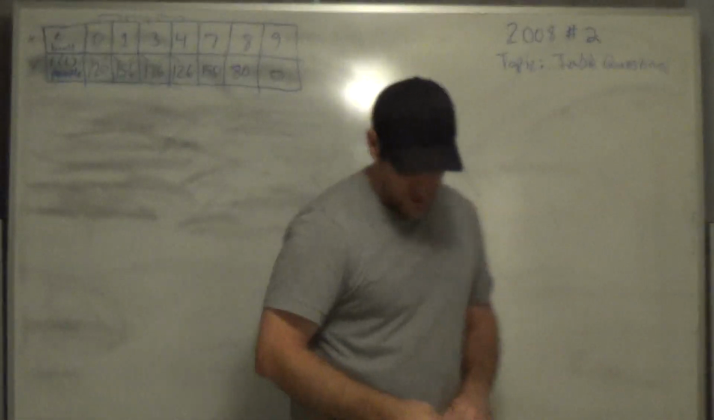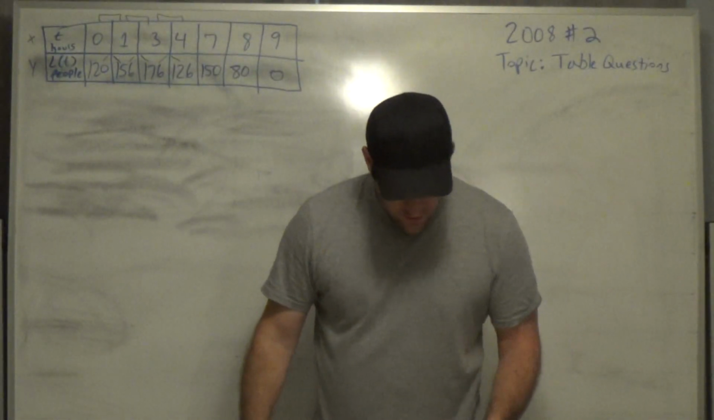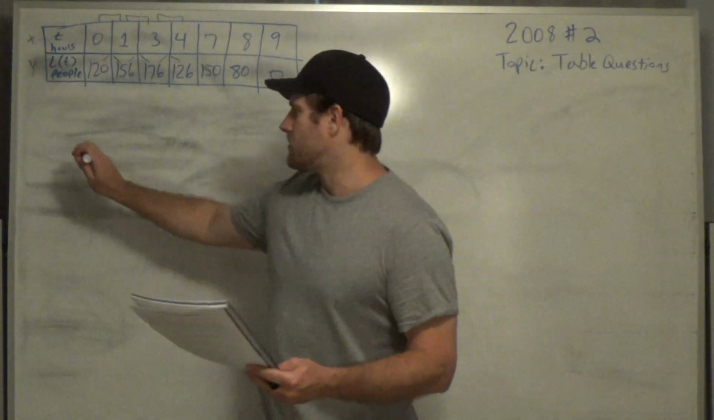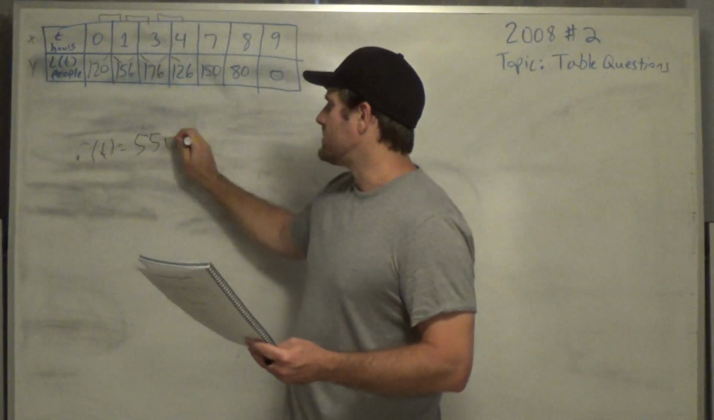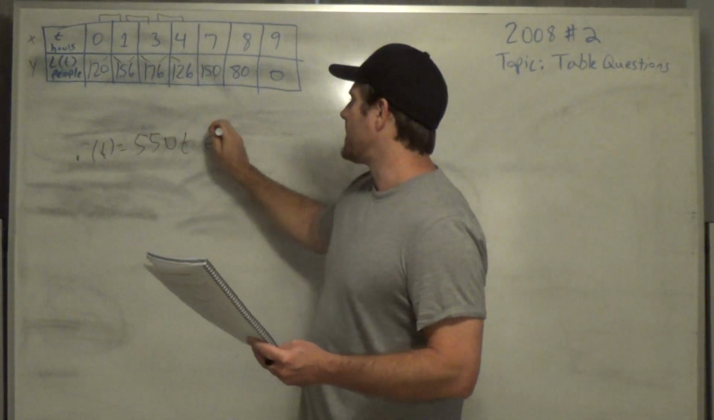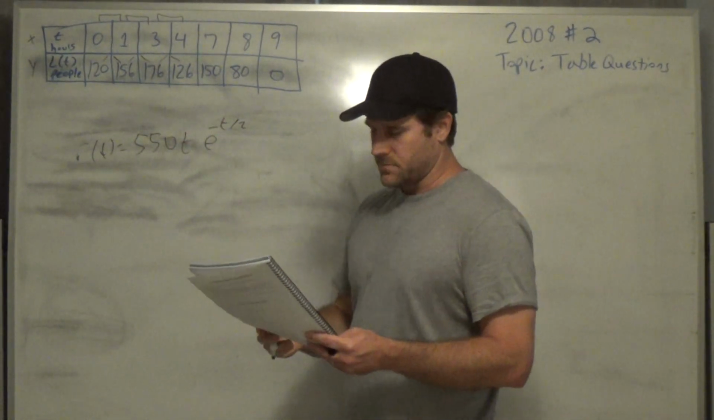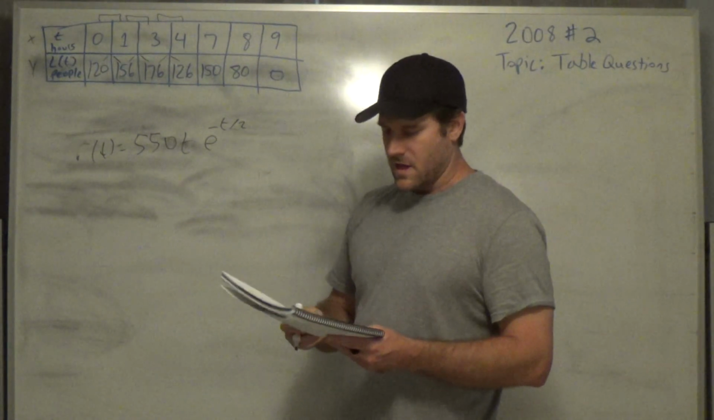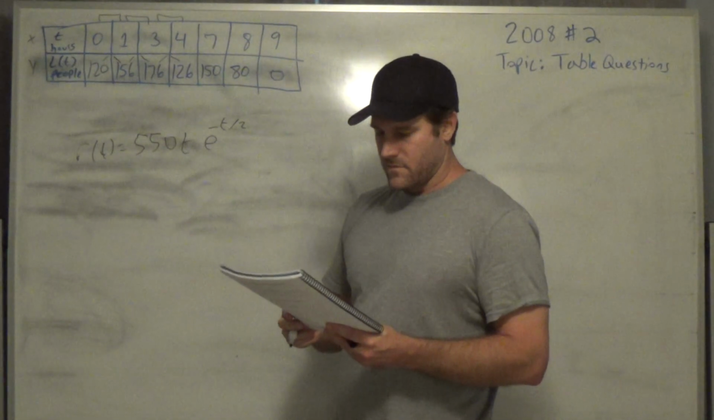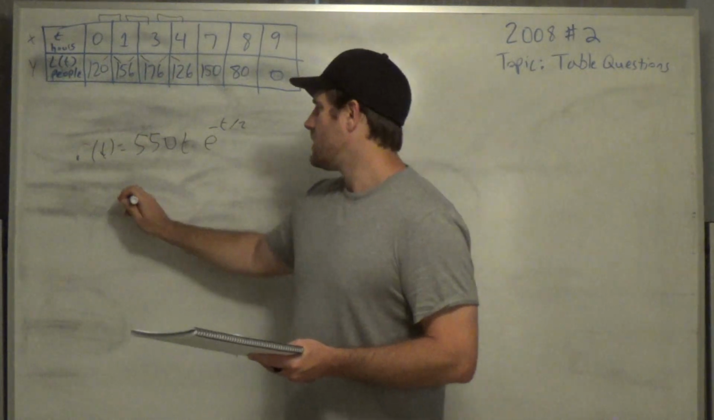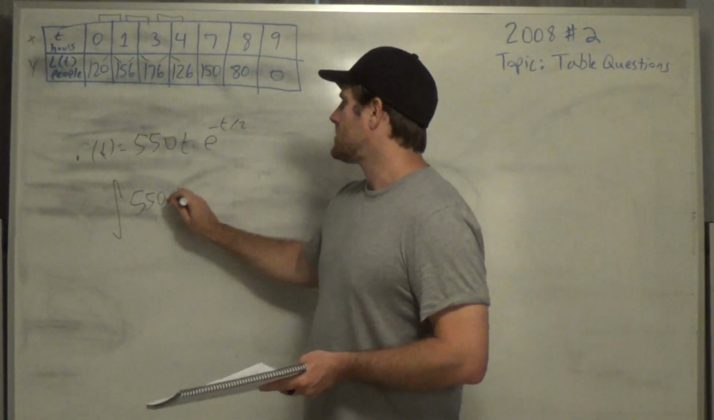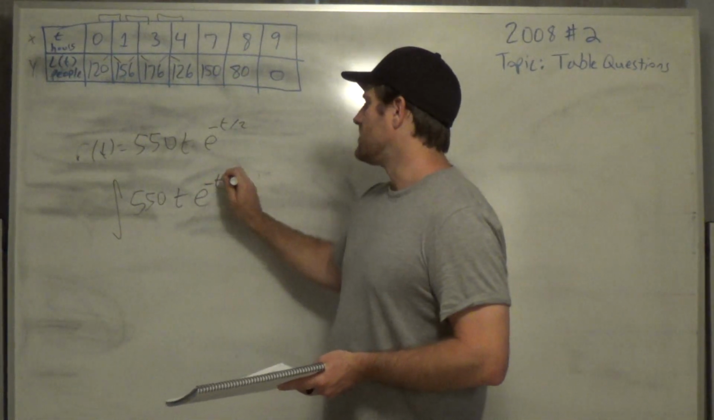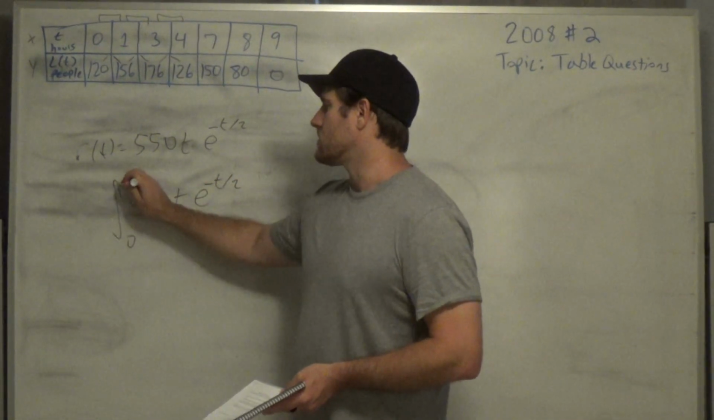All right, the last question says, the rate at which tickets are sold can also be modeled by an equation R of t equals 550 t e to the negative t over 2 tickets per hour. Based on this model, how many tickets are sold by 3 p.m.? Well, how many are sold by 3 p.m.? Well, just the area underneath. Area underneath the rate gives the net change in the antiderivative from time 0 to 3.